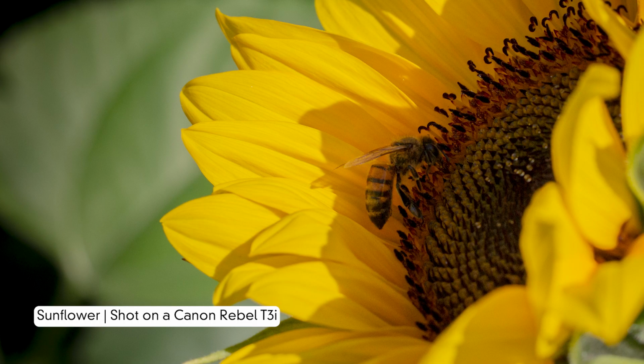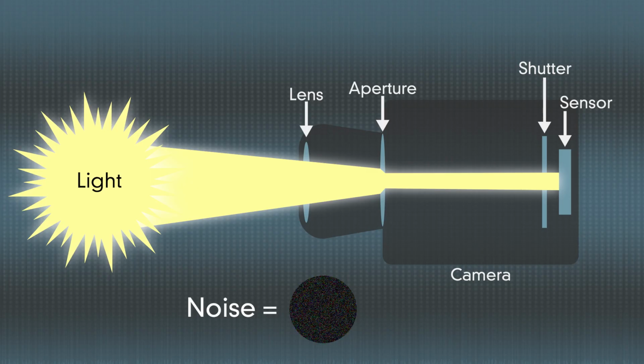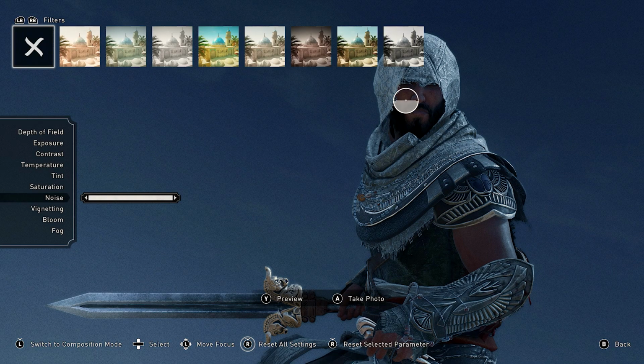In real-world photography, every image has some level of noise, or visual grain, present within the image. With no image present, noise looks like this. Noise is primarily caused by allowing more light to hit the camera sensor for longer periods of time. In virtual photography, there is no noise present unless you choose to add it in.